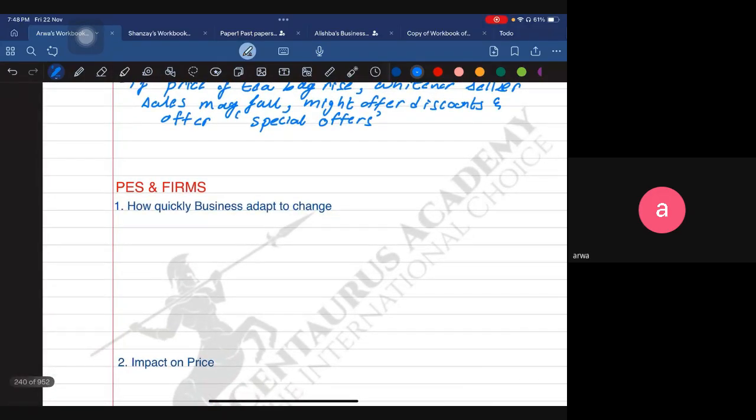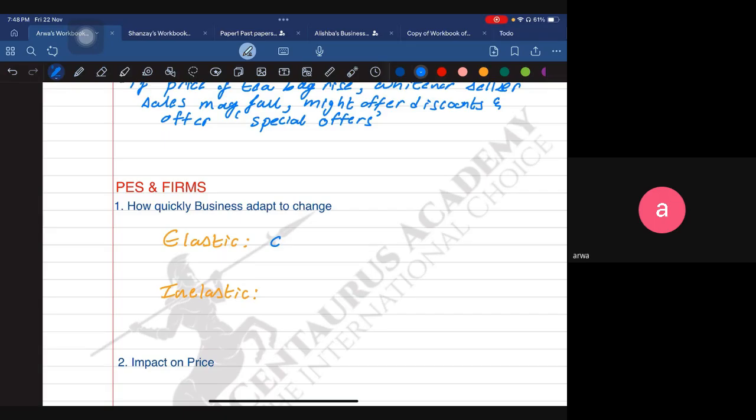How quickly can a business adapt to change? If it is elastic, let's say there's maybe an economic boom, something completely out of their control. And if they have a huge inventory, they would be able to, because now the demand is going to increase with income increasing. So they can increase the prices, and with that they can sell.